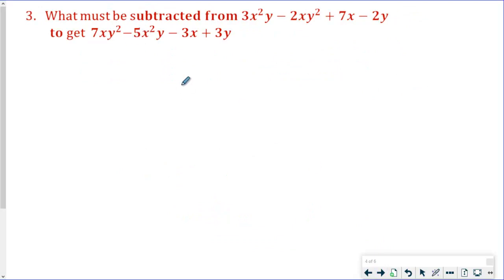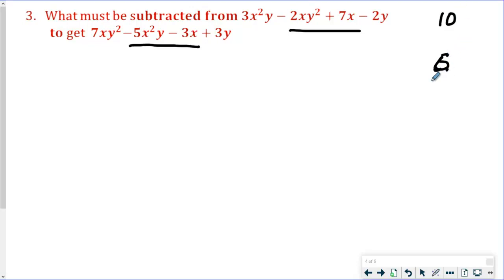Now we want to find what must be subtracted from this polynomial 3x²y − 2xy² + 7x − 2y to get another polynomial 7xy² − 5x²y − 3x + 3y. Now in this case, we want to find, from one polynomial, which polynomial to subtract. That is, if you take the number 10, from 10 if you subtract some other number, that will give answer 6. So how will you find it?